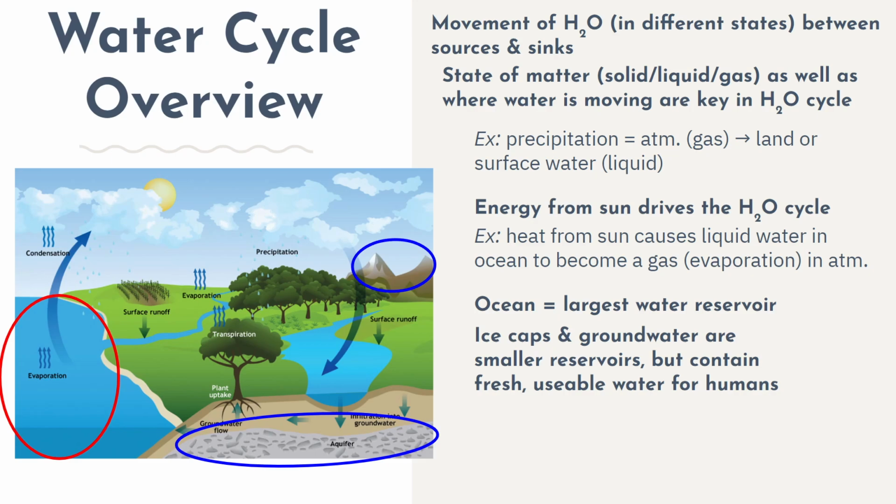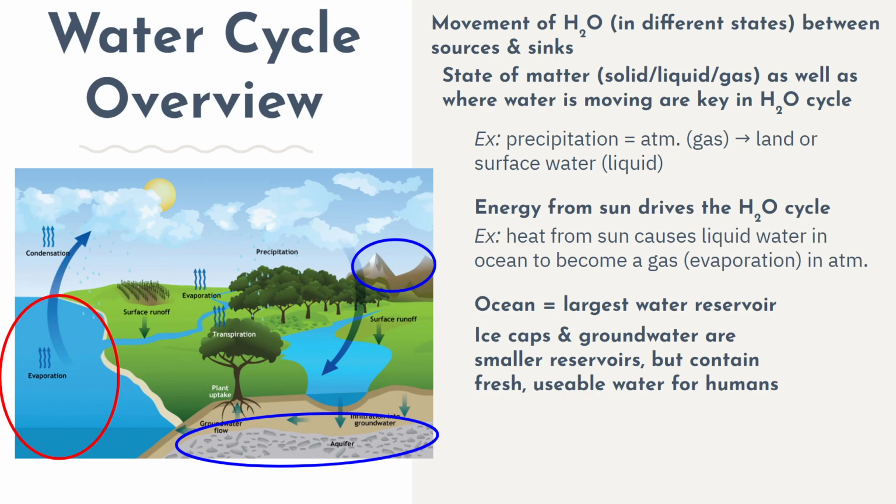It is also really important to know that the hydrologic cycle is driven by energy from the sun. This is kind of a tricky concept, but think about the body of water that is exposed to sunlight. As the sun hits that body of water, that's going to cause the water at the surface to warm and eventually turn into a gas and evaporate.